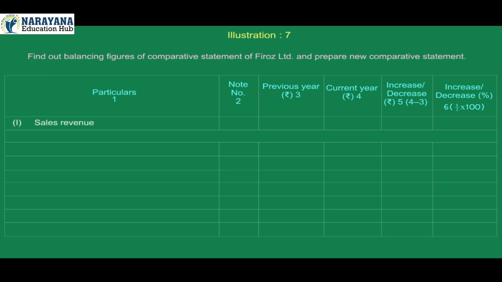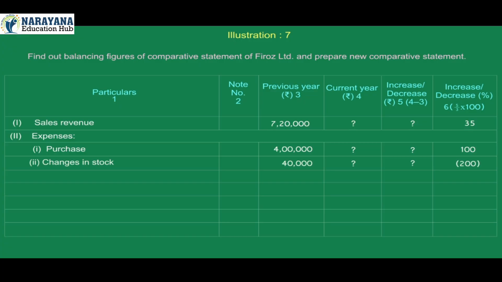1. Sales revenue 7,20,000, question mark, 35%. 2. Expenses 1. Purchase 4 lakh, question mark, 100%. 2. Changes in stock 40,000, question mark, 200%. 3. Depreciation 40,000, question mark, 55%. Total expenses 4,80,000, question mark, 71.25%.